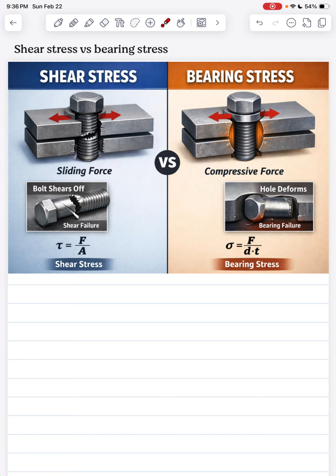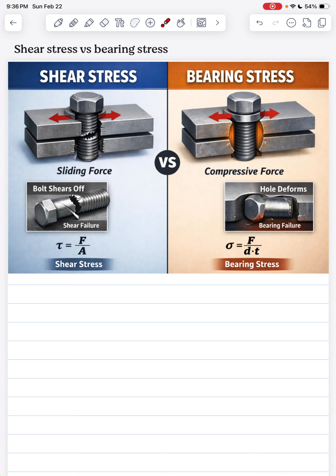Shear stress happens when a force tries to make one part of the material slide over the other. Look at this like you have two parts, sliding over each other, one going in one direction, the other going the other direction. That's basically the effect of shear stress. Imagine these are two plates bolted together. If you pull these plates in opposite directions, the plates want to slide.